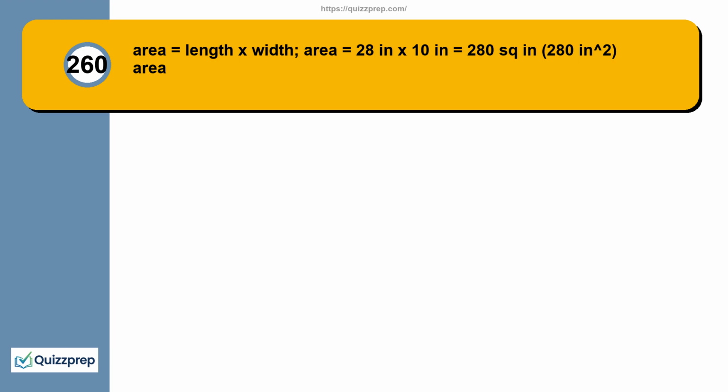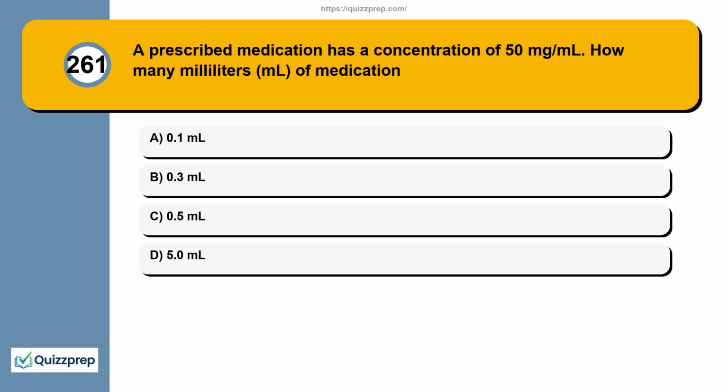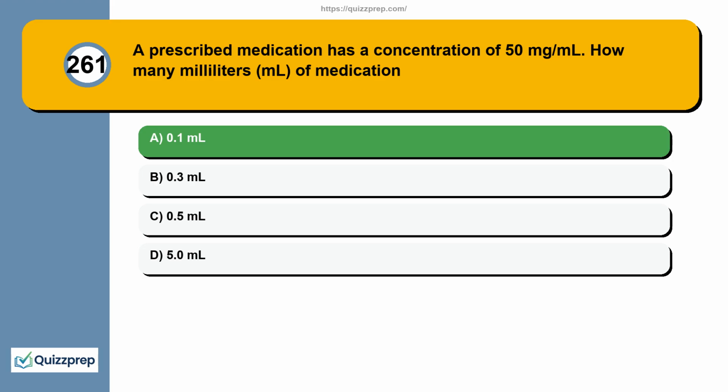Option. The correct answer is option Nan. Question 261. A prescribed medication has a concentration of 50 mg/ml. How many milliliters, ml, of medication? Option A, 0.1 ml. Option B, 0.3 ml. Option C, 0.5 ml. Option D, 5.0 ml. The correct answer is option A, 0.1 ml.